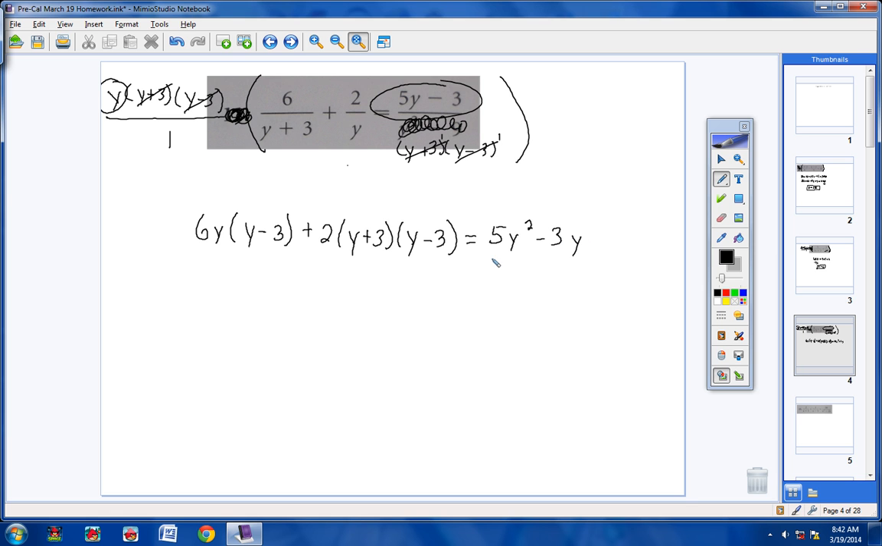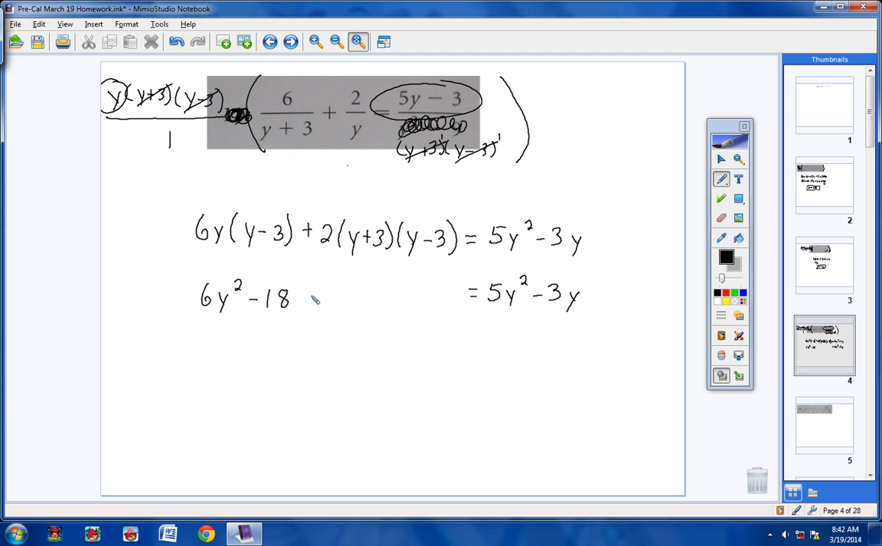Now, the next step says to solve the remaining equation. Well, if I gave you this equation, you should know how to solve it. First of all, you know to simplify all of your sides. So very quickly, 6y times y is 6y squared. 6y times negative 3 is negative 18y.